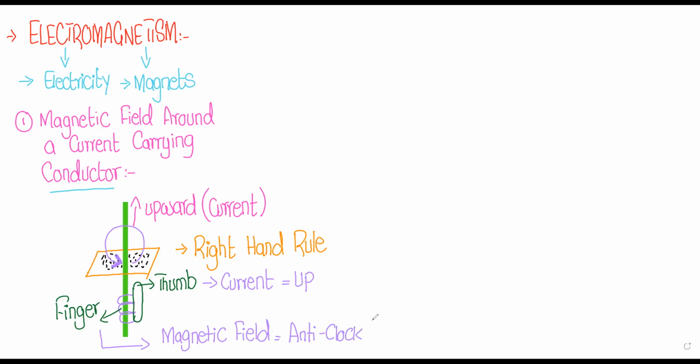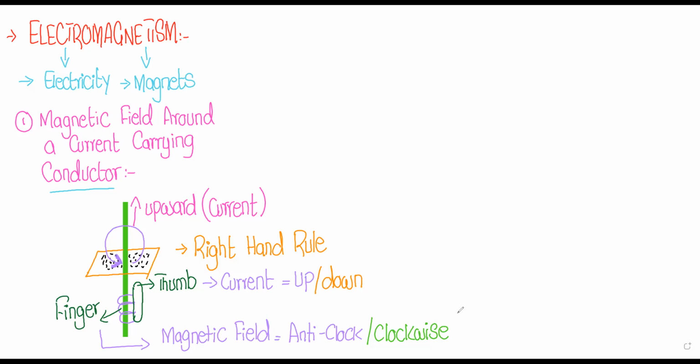And if current flows in downward direction, what will be the rotation of the magnetic field? It's clockwise, right? For that purpose, you need to invert the position of your hand downward, so the thumb will indicate the downward position. The rotation will reverse and become clockwise, right?